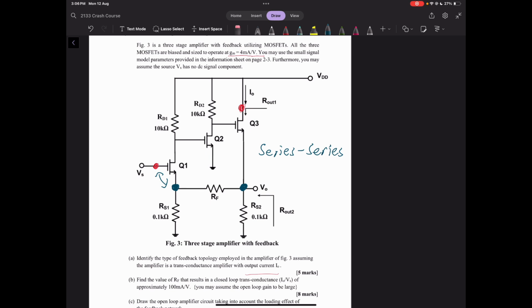If it wanted us to take V out as our output, it would be series-shunt. Because if V out was our output, then the output of the whole amplifier would be here. These are clearly the same node, so it would be series-shunt. But for this case, we're looking at a series feedback topology, which means we are comparing voltages at the input, and we are sampling current at the output.